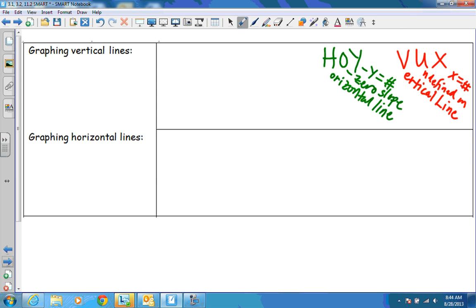Okay. So here, if I'm going to graph vertical lines, I'm going to have x equals some number. I'm going to make what kind of line? Vertical. Okay, wherever that number is. And what kind of slope does it have? Undefined.